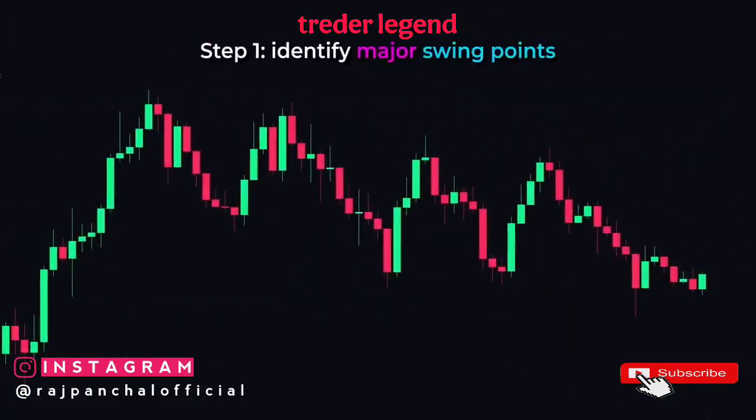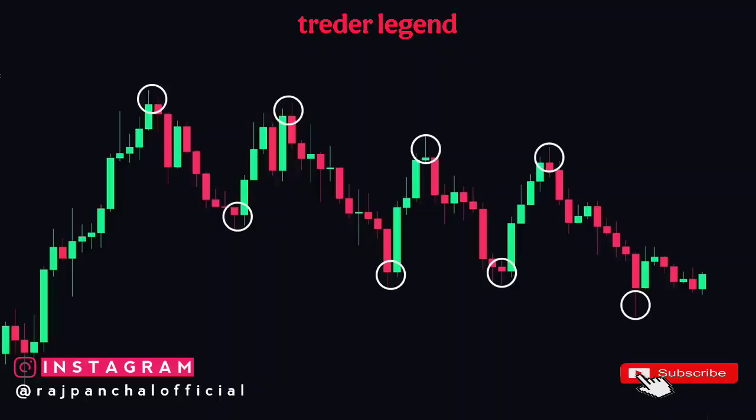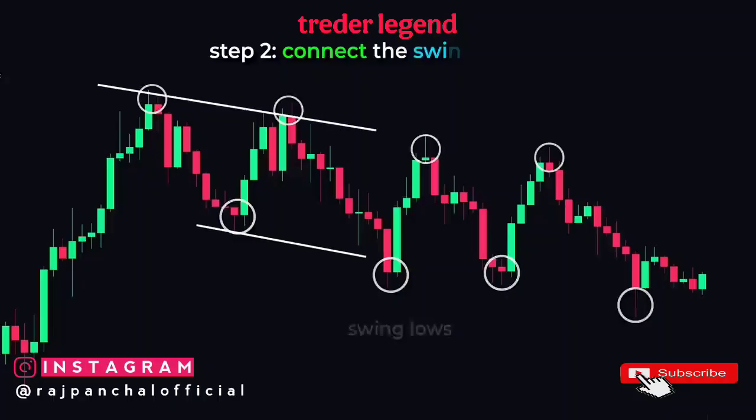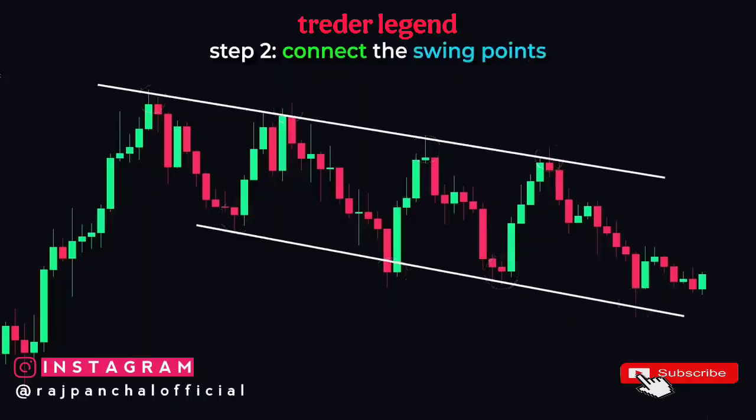Again, the first step is to identify major swing points. And here, we can immediately see multiple obvious swing points. We have multiple swing highs here and multiple swing lows here. Next, we simply draw the trend line by connecting these swing points. So, this will be our trend line.